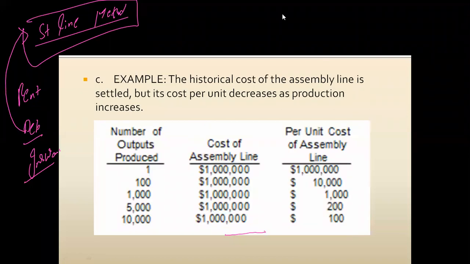Here also we can see in the schedule, when we are producing 100 units, our total fixed cost is 1 million and per unit is 10,000. But when we are producing 5,000 units, the total remains the same, but per unit automatically reduces because now 5,000 units absorb the total 1 million. It will reduce to $100 when 10,000 units absorb the cost of 1 million.